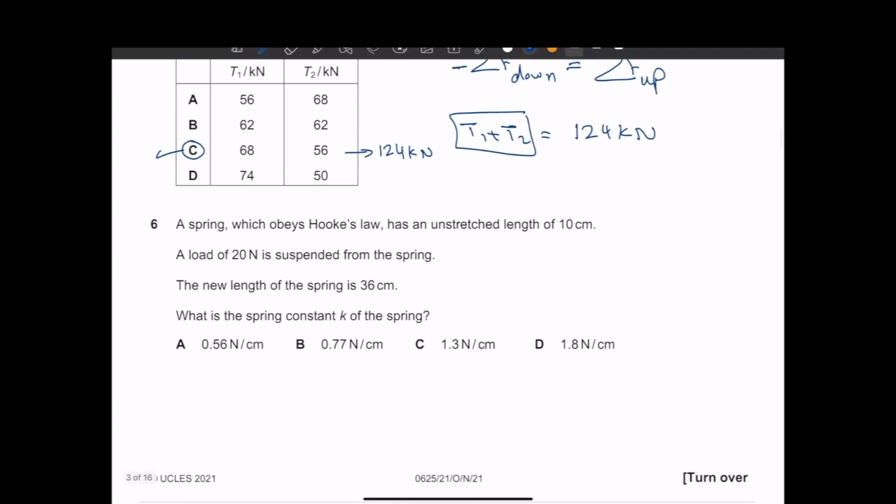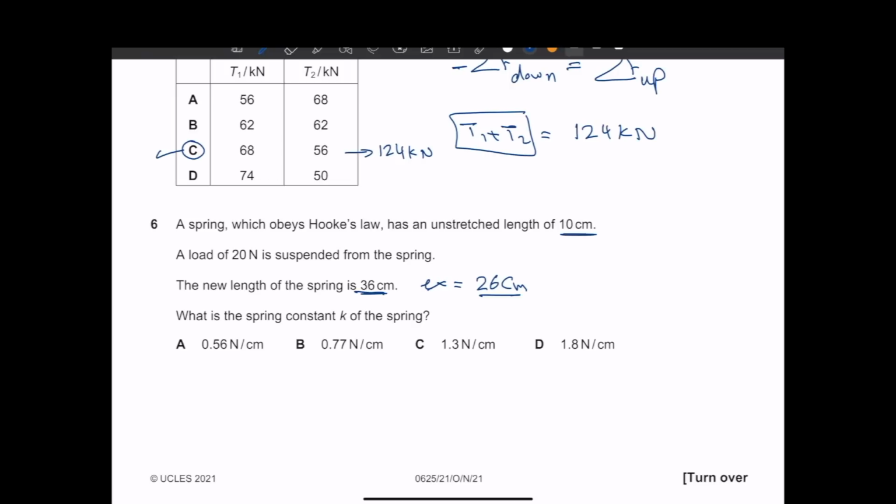In question 6, a spring which obeys Hooke's law, which means we didn't reach the limit of proportionality or the elastic limit, has an unstretched length of 10 centimeters. So this is the original length that we have in the question. A load of 20 Newton is suspended from the spring. The new length of the spring is 36. It means if the new length becomes 36, the extension equals 36 minus 10, which gives you 26 centimeters. So that was the extension.